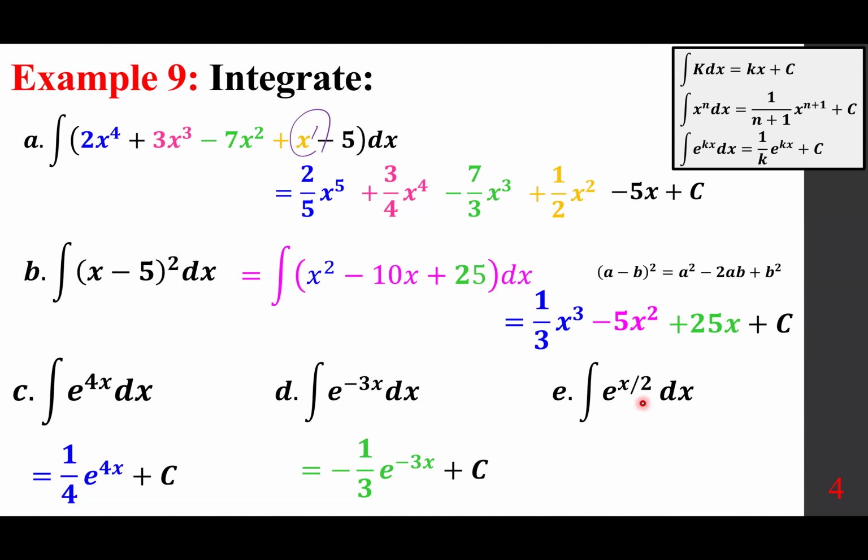This one, to make sure we know what we are dealing with, I'm going to rewrite this as e to the power of half of x. So therefore, the coefficient is 1/2. And the answer is itself, but 1 over 1/2 gives you 2. So 2 e to the power of x over 2 plus a constant. That's the only reason I wrote it in this fashion, so it becomes clear what the coefficient is and what needs to be done. Pretty straightforward, everybody.